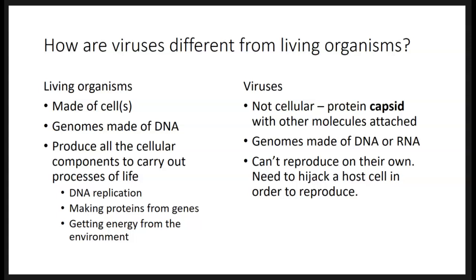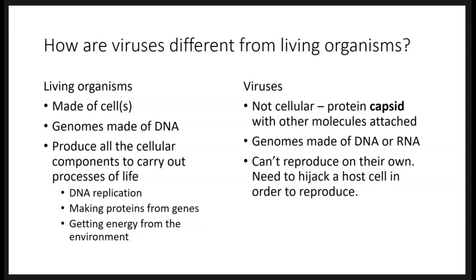The DNA allows those cells to produce all of the components that cells need to carry out the processes of life. They have DNA replication machinery that lets them make new copies of their DNA. They are able to make proteins from the genes in that DNA. They're able to use those things to get energy from their environment and then to reproduce on their own.